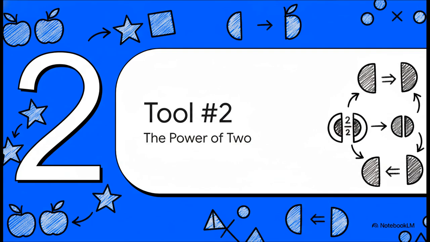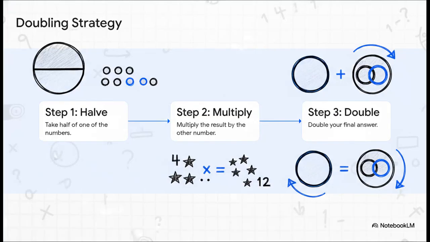All right, you ready to level up? Let's grab tool number 2. This one's called the power of 2, and it's a really clever trick that's all about doubling and halving. Okay, this strategy has 3 really simple steps. First, you're going to take half of one of the numbers. My tip? Pick the even one. It just makes life easier. Step 2, you multiply that result by the other number. And finally, step 3, you double your answer.